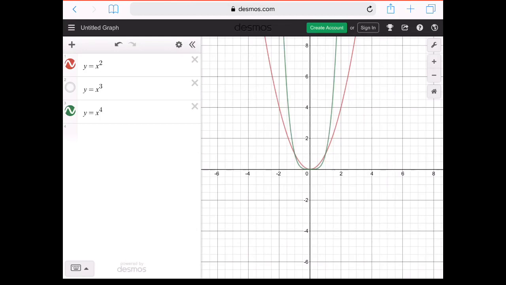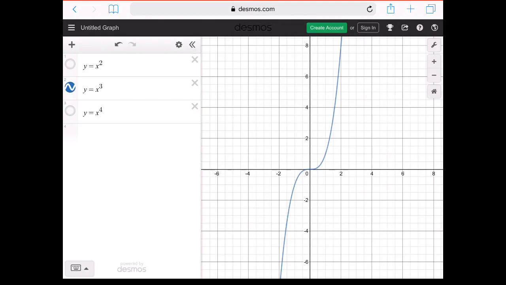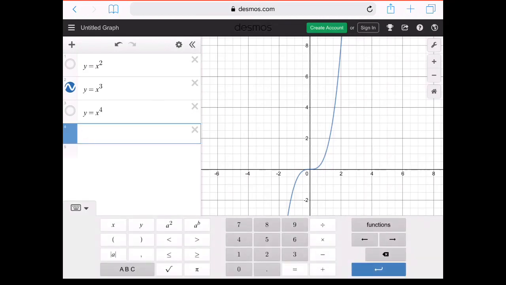For the cubic function, and I'll put it up, its end behavior is opposite. One starts at the bottom and ends at the top. And that's going to be true of all odd functions. So if I add things like y is equal to x to the power of 5, or I change that to 7, or 9, or 11, you see that the end behavior is on opposite sides for odd degree functions.